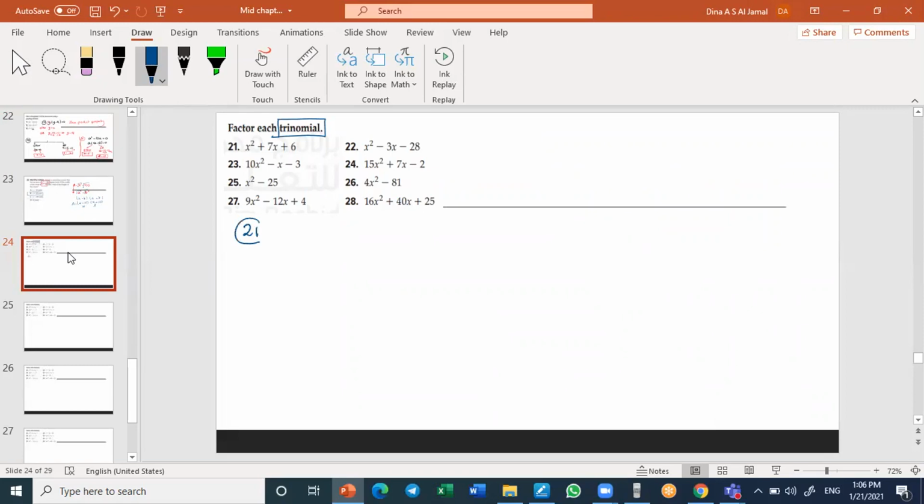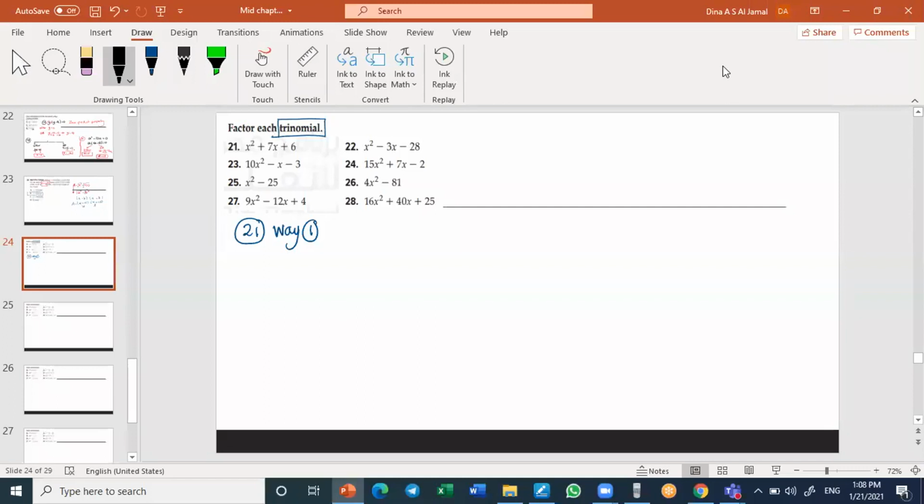In question 21, I will be solving it using two ways. One way will be the way of the book, the other way is the way that I solved it with you, the calculator way, at the beginning of this lesson. First, the way of the book. So let's see and focus now. I want to focus on C and B.